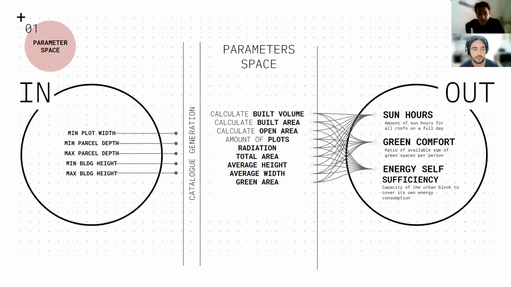On the parameter space, here's where we define the ins, the parameter space, and the outs of the process. We set up a series of dimensional data as input parameters, in this case plot width, depth, heights, and so on. Using these initial inputs, we generate the blocks and create the initial calculations like build volume, area, plots, and so on. Then we define the outputs, meaning the complex calculations we want to measure on each of the blocks and later apply machine learning to: in this case, sun hours, green comfort, and energy self-sufficiency.